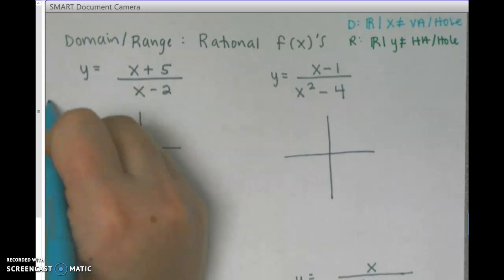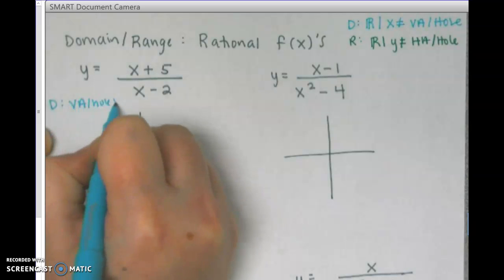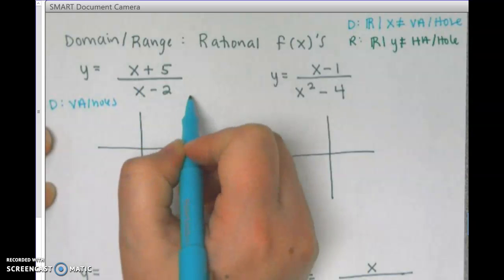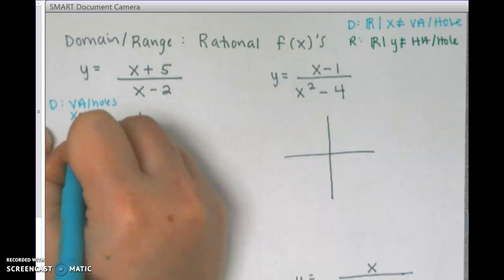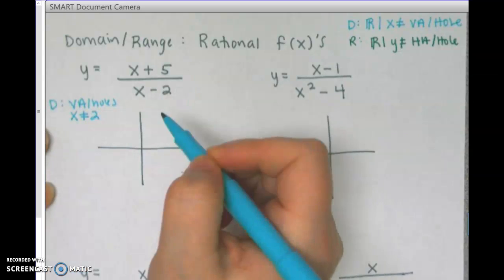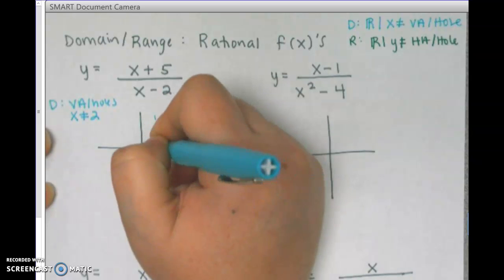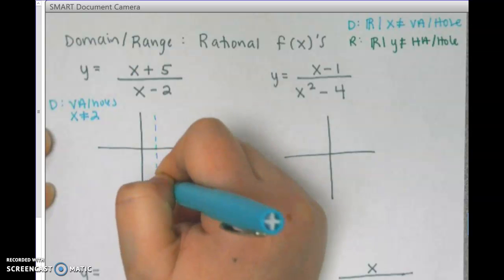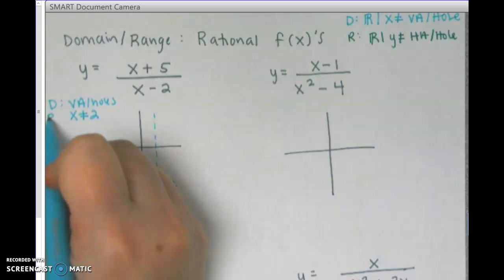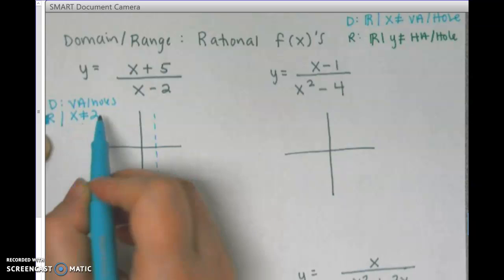All right, so if I'm going to do the domain, I need to be looking for vertical asymptotes and holes. So I'm looking at my denominator, and I see that I got x minus 2 in my denominator, which means x cannot equal 2. I don't have any holes because that doesn't cancel. So I have a vertical asymptote when x is equal to 2. So the domain of this is just all real numbers, which is that fancy R. All real numbers, x is not going to equal 2.